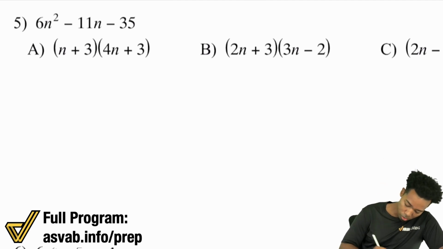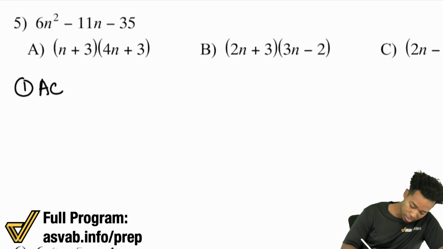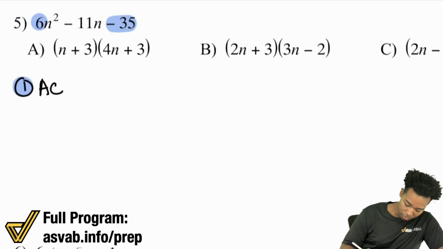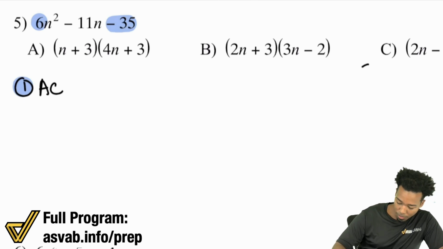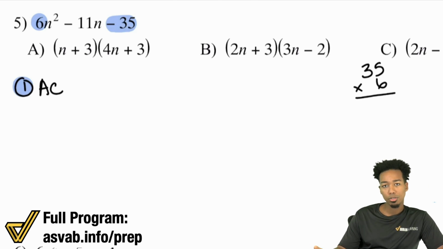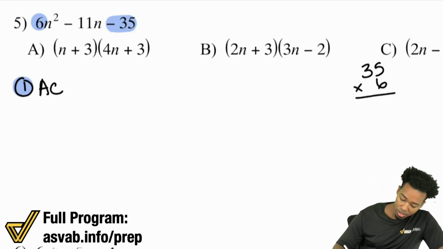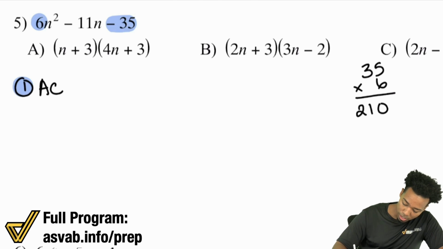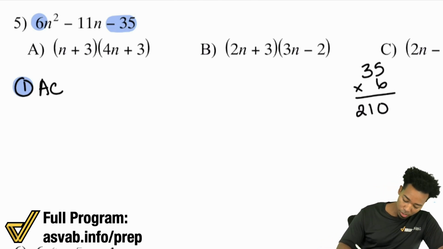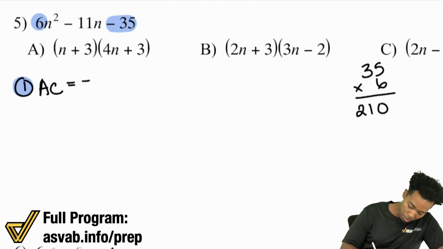So step number 1, right over here, find out what AC is. AC is going to be 6 times negative 35. If you want to do the math there, 35 times 6 is basically 35 times 2 times 3, which is 210. When you do the math here, you will get 210. 5 times 6 is 30. Plug the 0 in, put the 3. 2 times 6 is 18. Bring the 3, you get 21. So we have ourselves 210. But remember, it's a negative 210 because that was a negative times a positive.